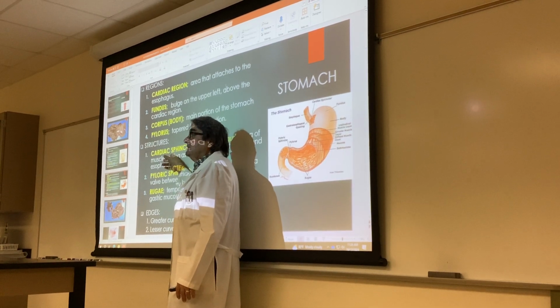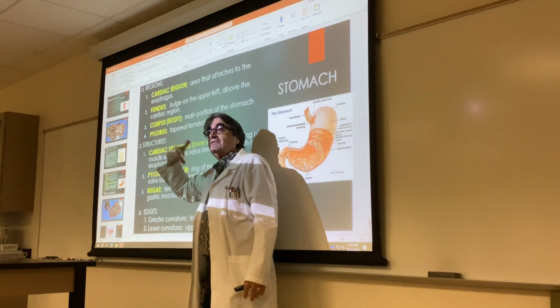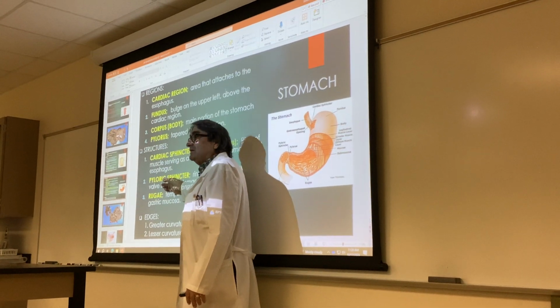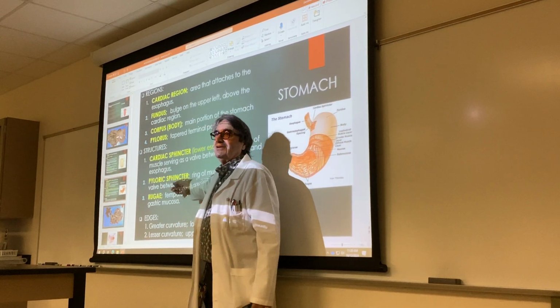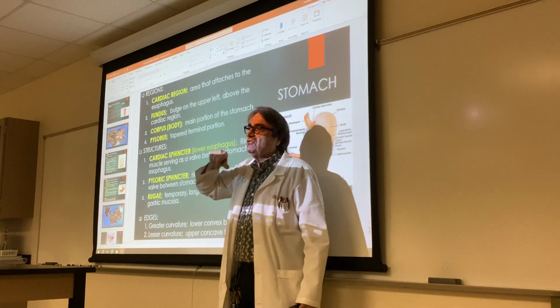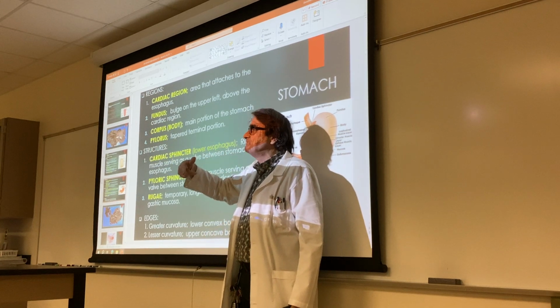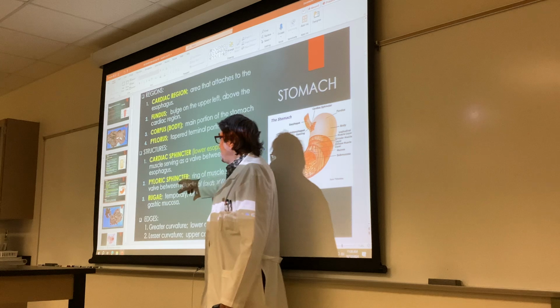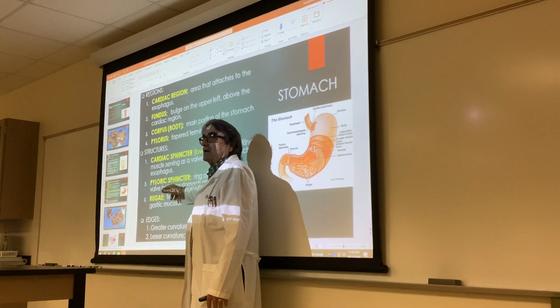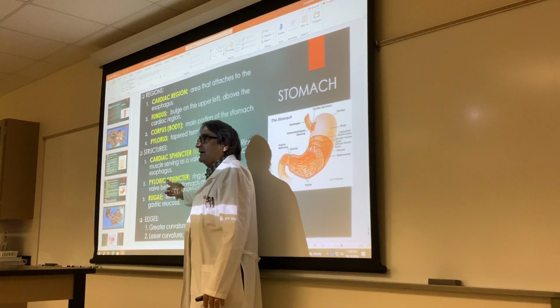But cardiac sphincter, that's the valve between the esophagus and the stomach. Pyloric sphincter, I love that one. That one shows up very nicely on both specimens. We have a plastinated one, and we have the wet one. That's just the circular muscle that controls the emptying of the stomach, and that's the pyloric sphincter.